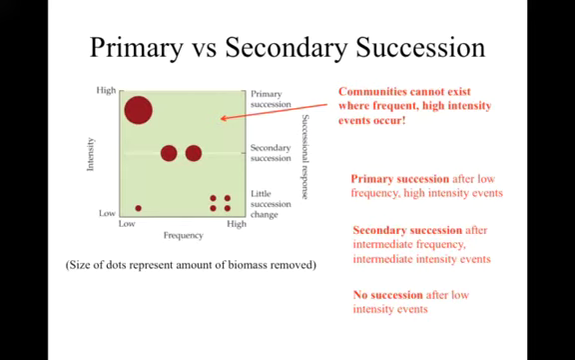So again, we have those different stages of succession, either primary succession that kicks you all the way back that you get after the low frequency, high intensity events, secondary succession that kicks you partway back that you get after intermediate frequency, intermediate intensity events, and then no succession, that's just the way the forest is. Of course, everything's always changing, but nothing big enough to make it a different kind of community. That's what you get when you have low intensity events, whether they're frequent or infrequent.